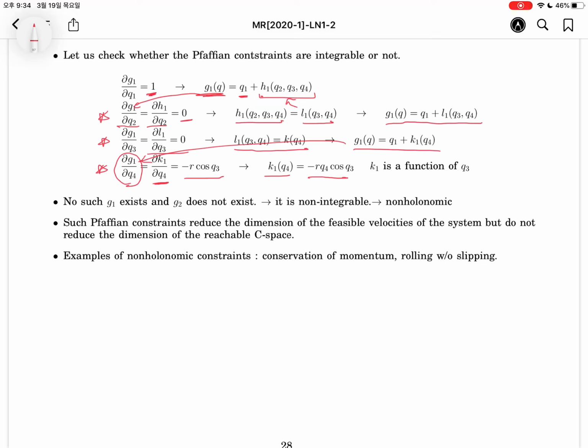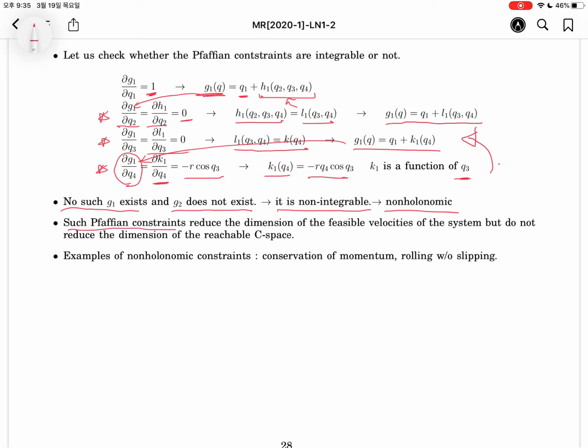K1 should be only a function of Q3, Q4, but it has Q3. It does not satisfy the above condition. Is it right? So no such G1 exists. With the same procedure, G2 does not exist. It means it is not integrable. This velocity constraint is not a holonomic constraint. It means it is a non-holonomic constraint.